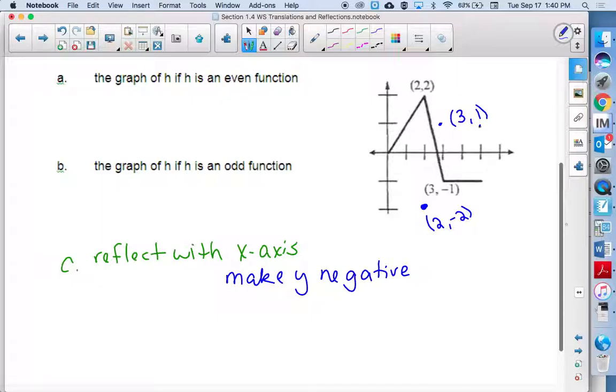And I'm going to have another one there as well. So if it was up, it's now down. The piece that was down has flipped up. Jake? Does that make sense? So reflecting it across the x-axis makes your y values negative. Other questions?